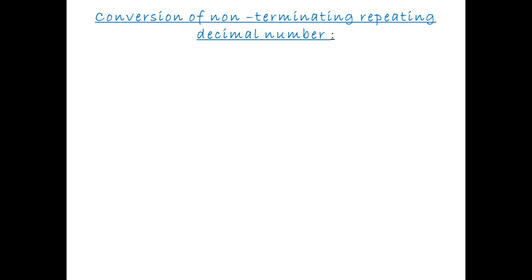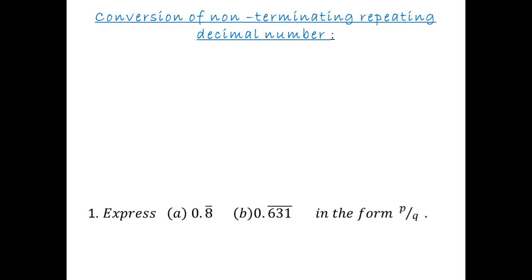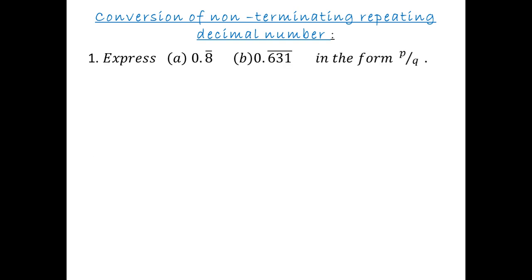Conversion of non-terminating repeating decimal numbers. This is important from the examination point of view. Now we have to convert non-terminating repeating decimals. First we convert 0.8888, next we convert 0.631, 631, 631. Let us start with the first.